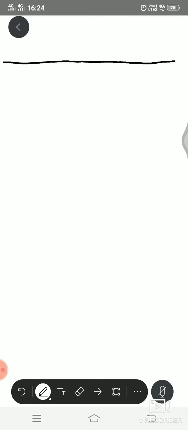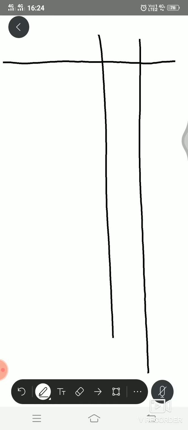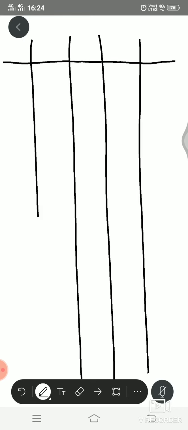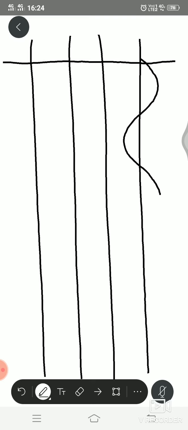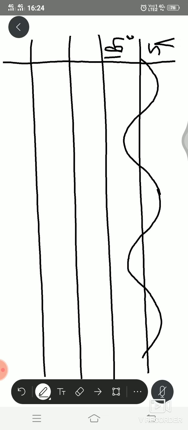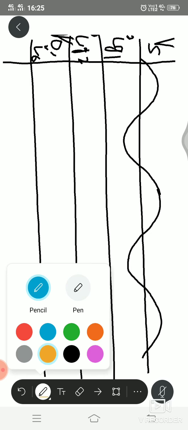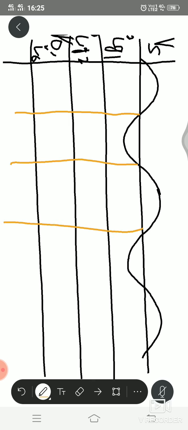Okay, waveform. Vs, Ig1, that is gate pulse for first thyristor, Ig2, gate pulse for second thyristor, and last one is V naught, I naught, output voltage and output current, load current. All the x-axis are same, omega t.